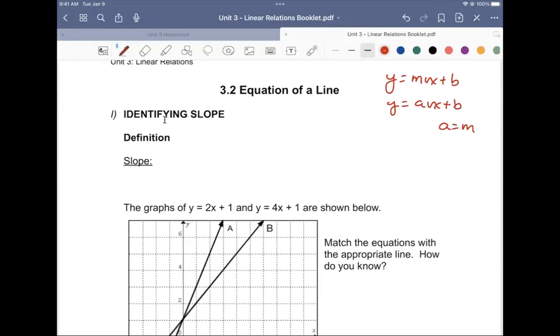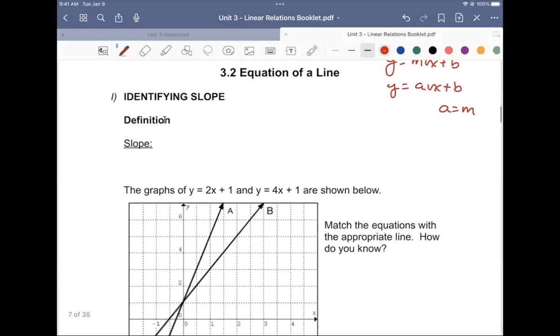There was just a change to the curriculum where we started using a instead, so that makes more sense in grade 11 and 12 when there are other units that use a for a similar reason. The first thing that we're going to do is define slope, which is just the steepness of the line.